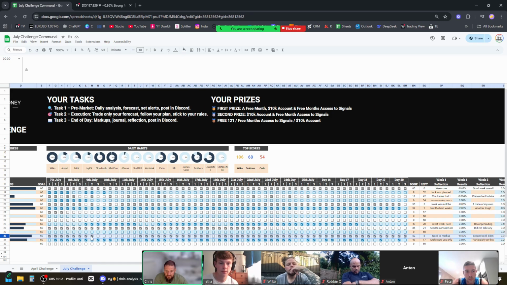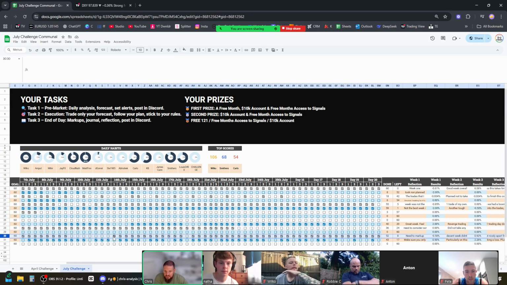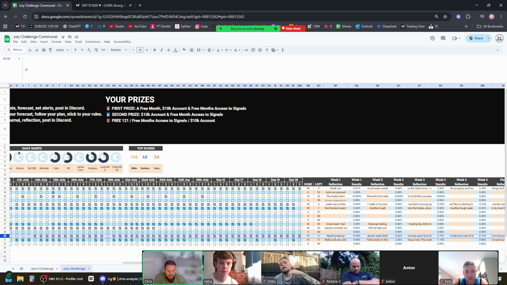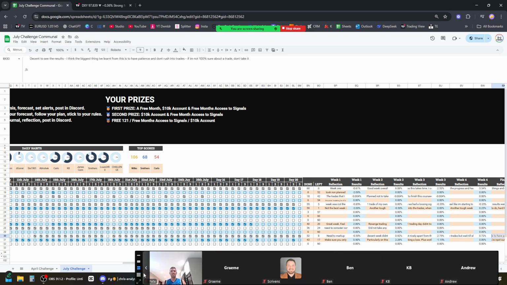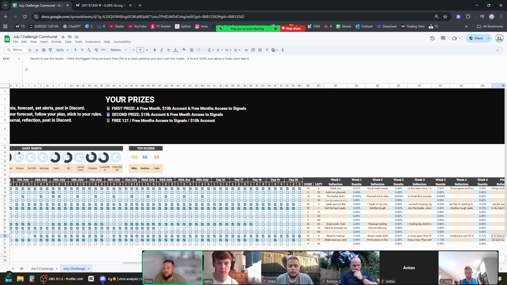Smithers, very, very consistent. He missed a little bit in the middle, as you can see here. In terms of his final reflections, because again, I don't think he's on the call, sadly. In terms of final reflections, decent to see the results. I think the biggest thing he's learned from this is to have patience. And don't rush into trades. If he's not 100% sure about a trade, don't take it. It's a great lesson to learn. If you're not 100% about a trade, don't take it.